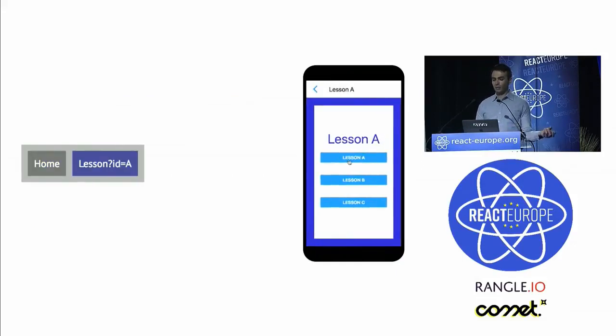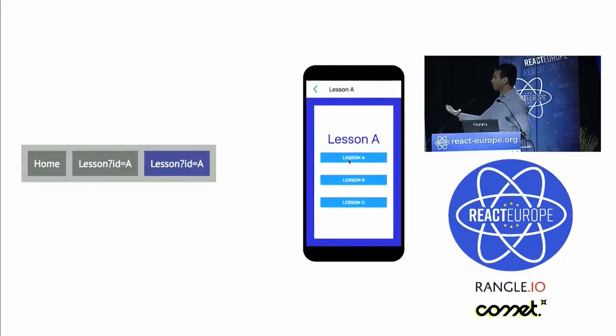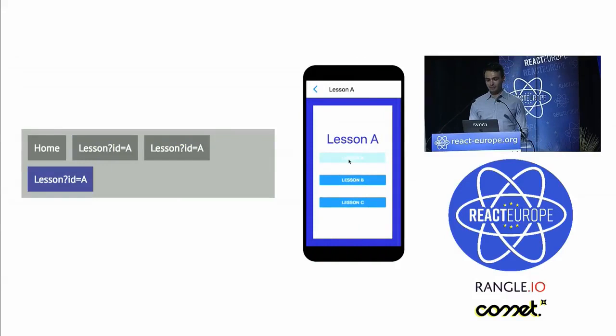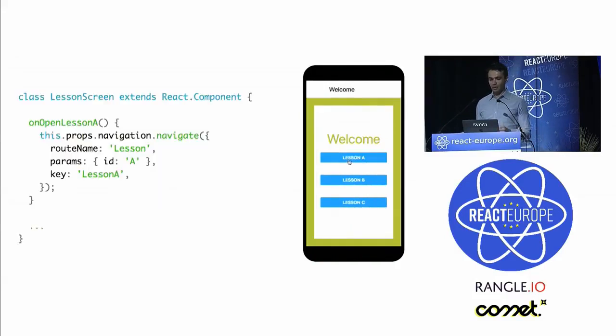and as you can see, we're pushing multiple screens here. We're always going to be pushing, even if we're pushing the same screen again twice. So that might not be what we want. In this case, let's pass a key to the navigate action. And this is saying that I always want to go to the route name of lesson with the key lesson A. If that key doesn't already exist, we're going to go ahead and create it.